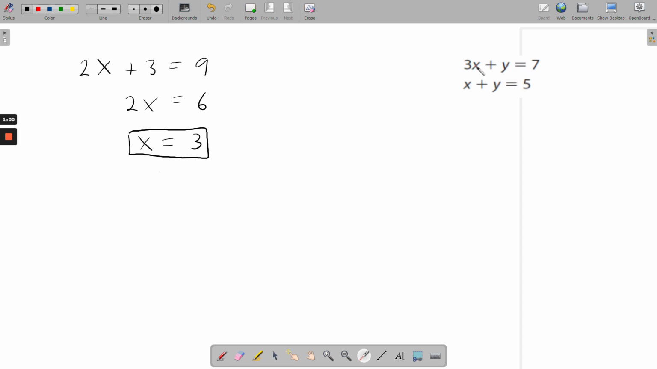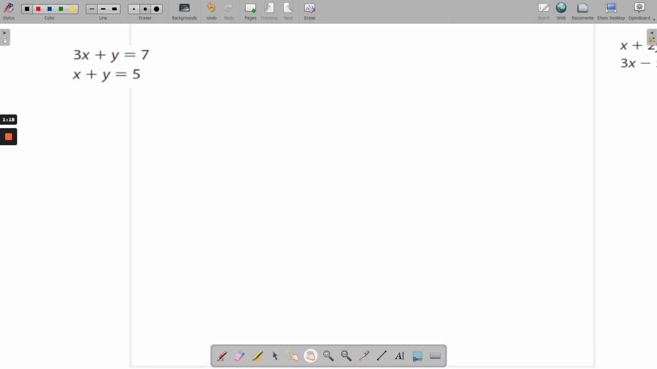So it'd be like if somebody told you 3 times one number plus another number is equal to 7. And if they said the first number plus the second number is also equal to 5, solve for that. What are our values for x and y? That's what we're trying to solve here. So I'll jump right into the first question.